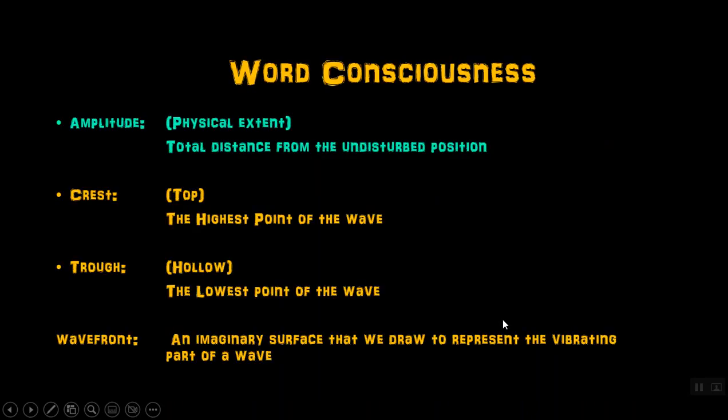What we're going to look at firstly is the different words. Amplitude, which means physical extent, which is the total distance from the undisturbed position. Crest, which means the top, which is the highest point of the wave. Trough, which means hollow, which is the lowest point of the wave. And wavefront, an imaginary surface we draw to represent the vibrating part of a wave.